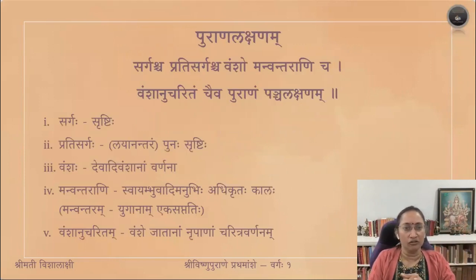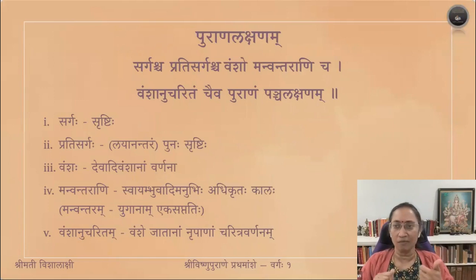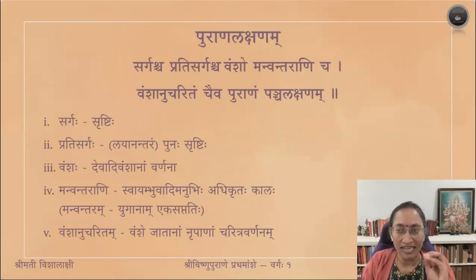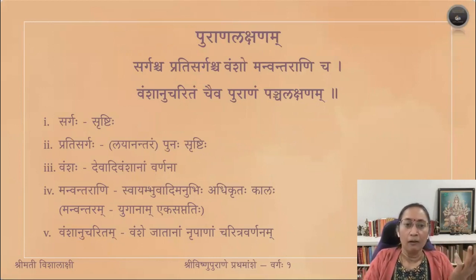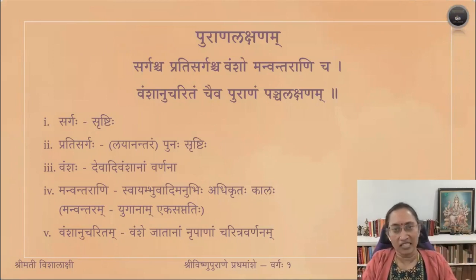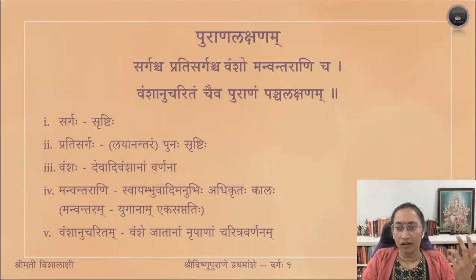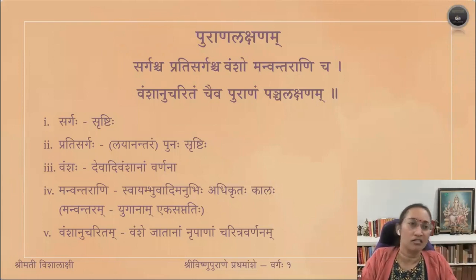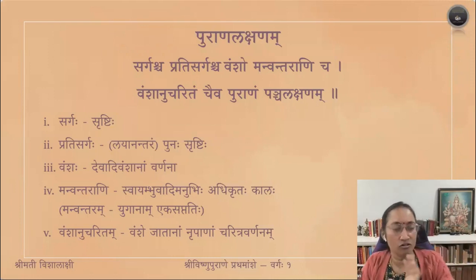Now Purana lakshanam ityukte, there are five parts to it. Sargascha, pratisargascha, vamsho, manvantarani cha, vamshanu charitam chaiva, puranam panchalakshanam. Puranam has five definitions, that is it has to deal with these five topics. Sargaha, pratisargaha cha, vamshaha, manvantarani cha, vamshanu charitam. So these are the five things. So sargaha is srishti, pratisargaha is srishti again. After every time there is a layam and then again there is a srishti. Punaha api srishtihi bhavati. So pratisargaha, laya anantaram puna srishtihi katham bhavati iti. That is also described here.